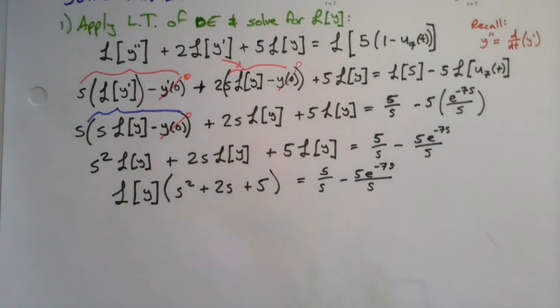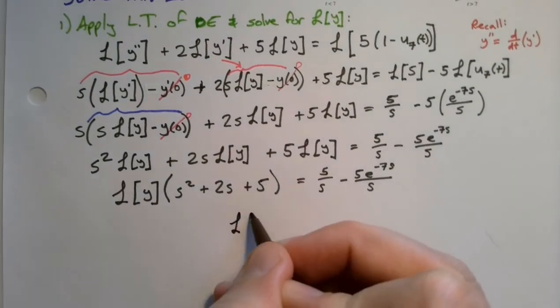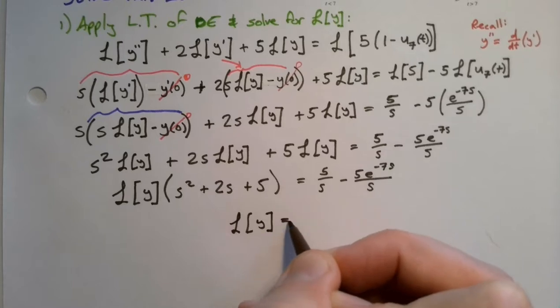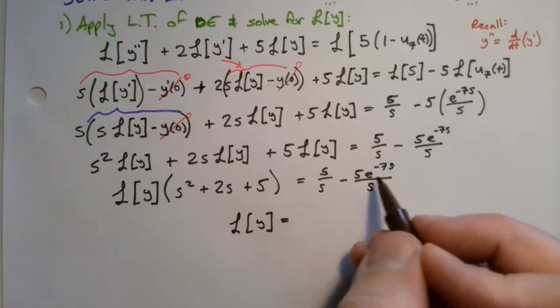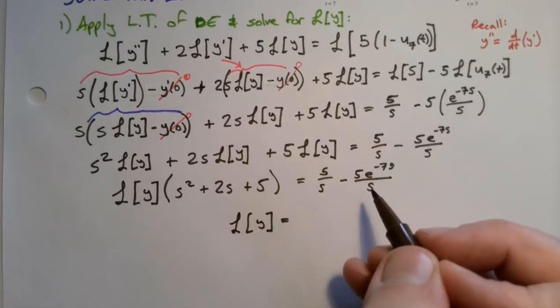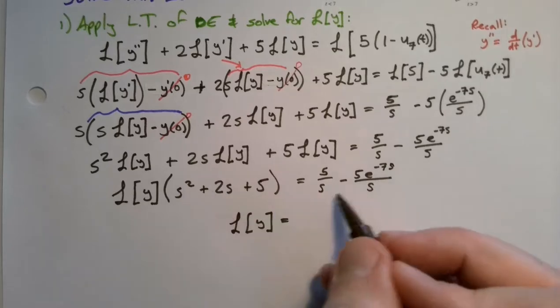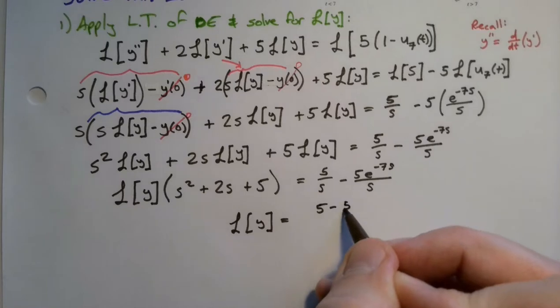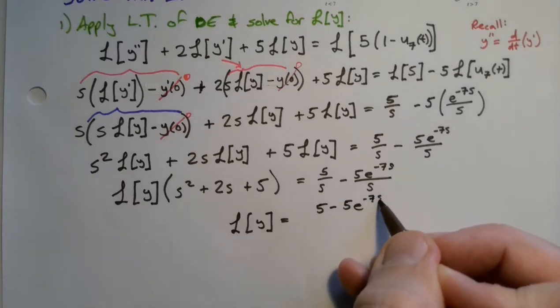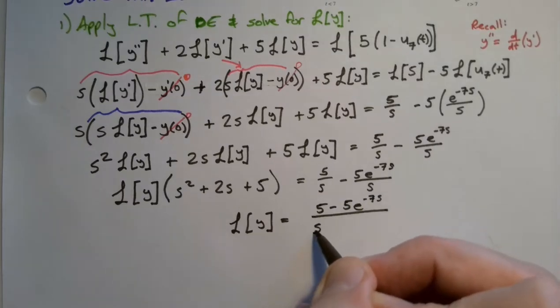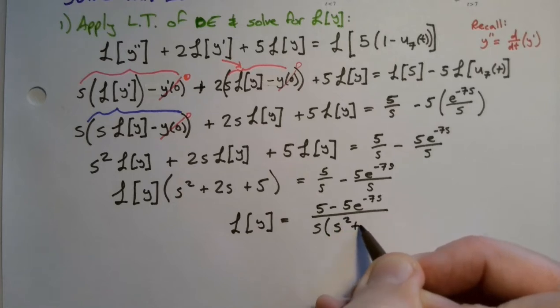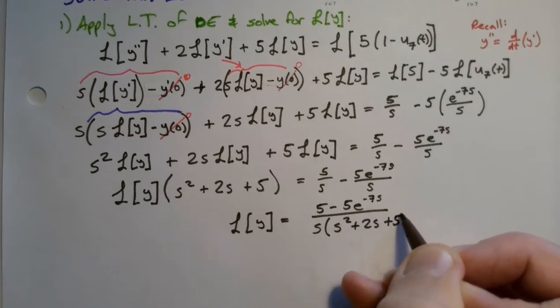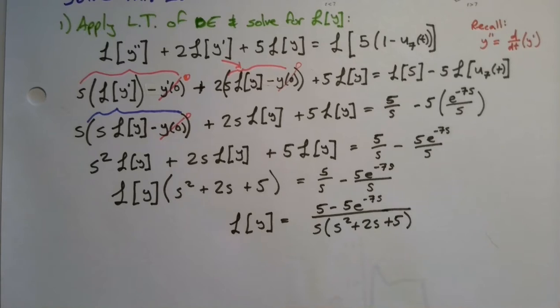So after all is said and done, we wind up with the Laplace transform of y is equal to all this stuff on this side divided by this polynomial. So I'm going to scoot these two together and make it 5 minus 5 e to the negative 7s all over s times s squared plus 2s plus 5. Now you might look at that and go, ugh, that's a mess.